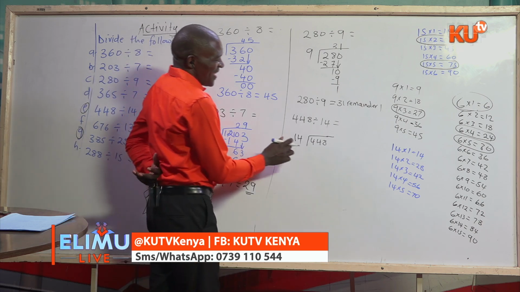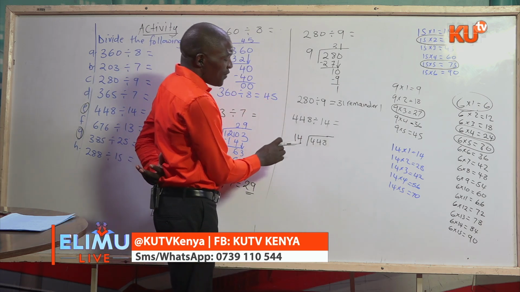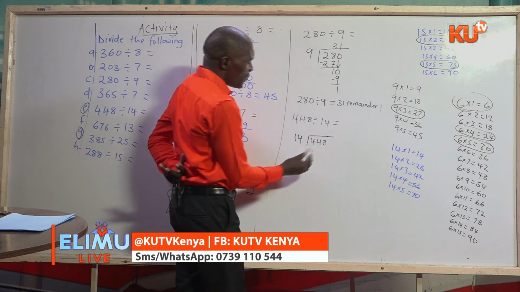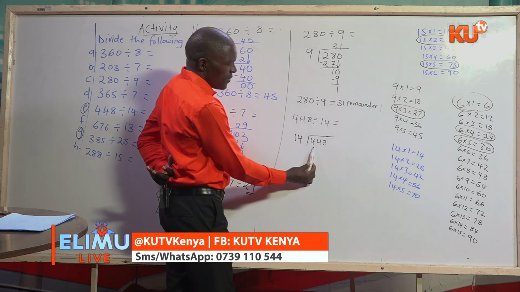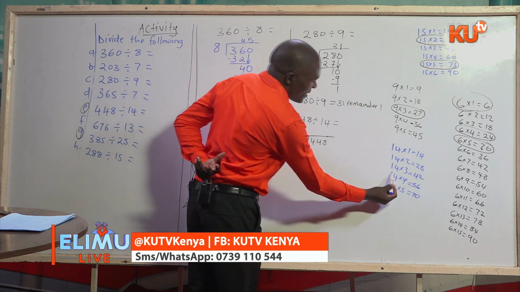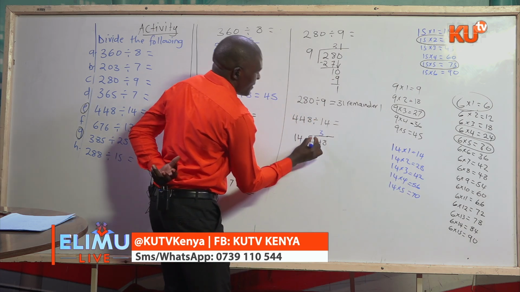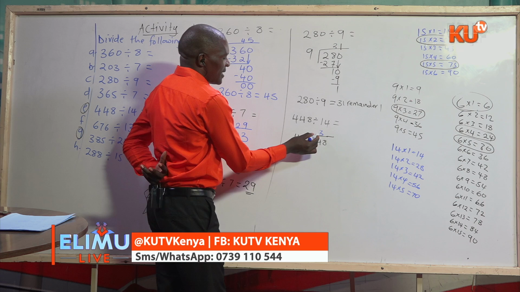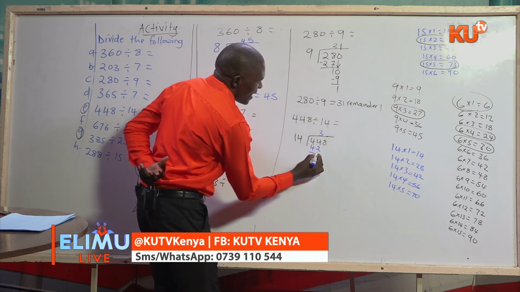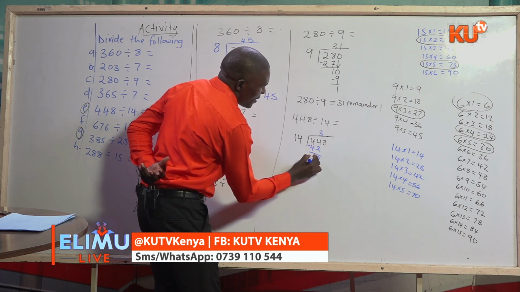So table 14, you will realize that if you want now to work out this sum easily, you have to check on table 14 which number is close to 44. Which number is close to 44? That number is 42. So that is 3. Multiply 3 by 14 to get 42. 4 minus 2, that is 2. Then the other one will be 0.